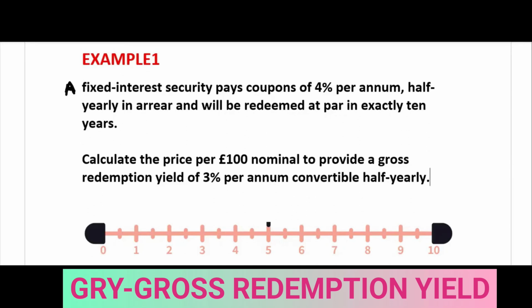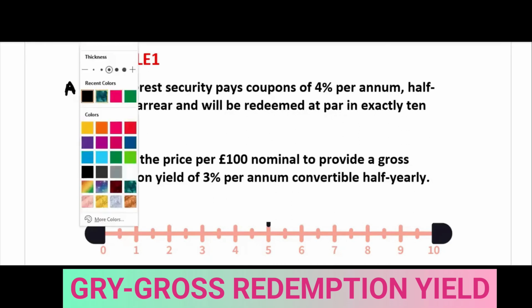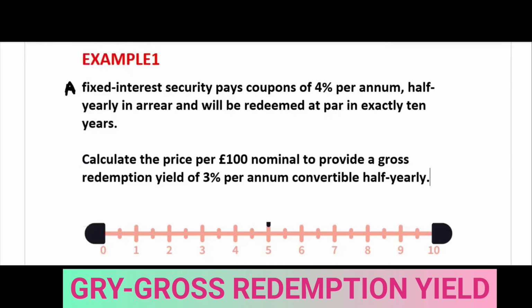So first of all, when you see a question on bonds, the first and foremost thing is to figure out how many years. If you see here, it's for 10 years. Okay, one by one we'll check. It's for 10 years and the coupons are payable half yearly in arrears and will be redeemed at par in exactly 10 years. Okay, so this will be the last one.